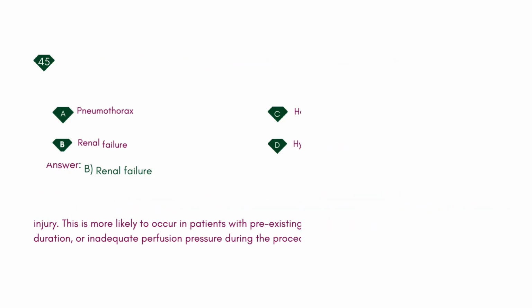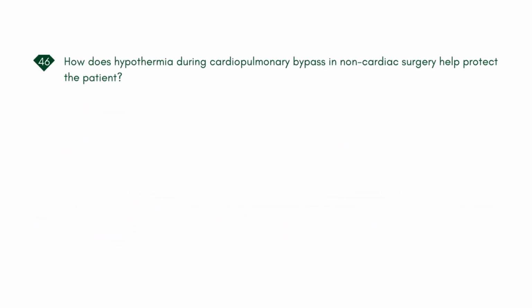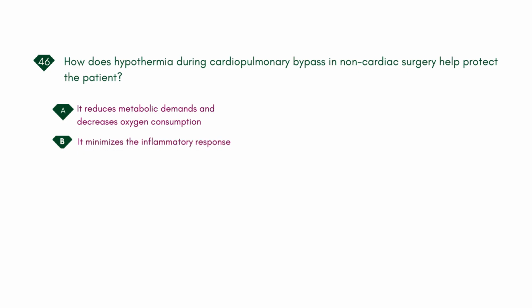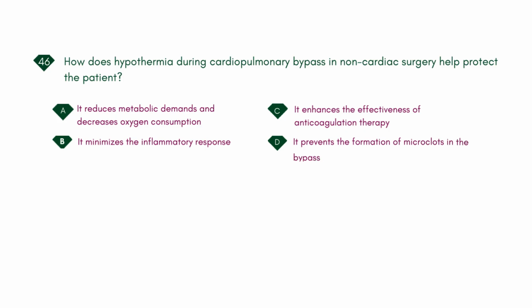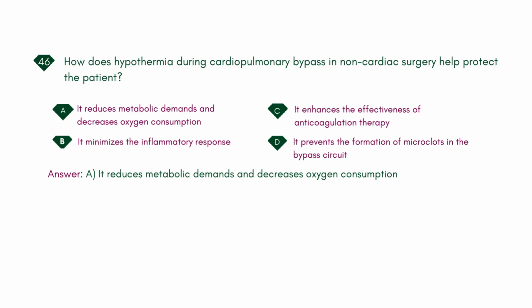How does hypothermia during cardiopulmonary bypass in non-cardiac surgery help protect the patient? A. It reduces metabolic demands and decreases oxygen consumption. B. It minimizes the inflammatory response. C. It enhances the effectiveness of anticoagulation therapy. D. It prevents the formation of microclots in the bypass circuit. Answer: A. It reduces metabolic demands and decreases oxygen consumption.